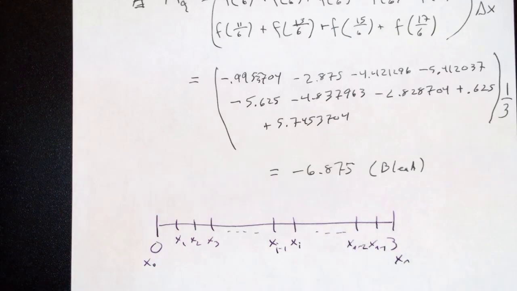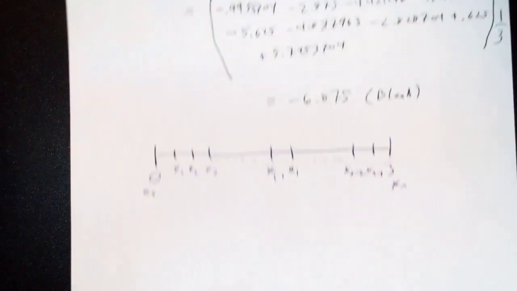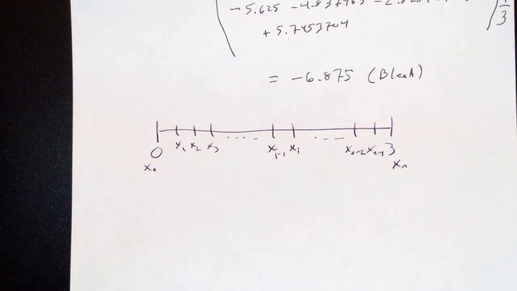If there are n little subdivisions, I start at x0, the leftmost edge, which in this case is 0. And I work my way to the right, step by step by step.